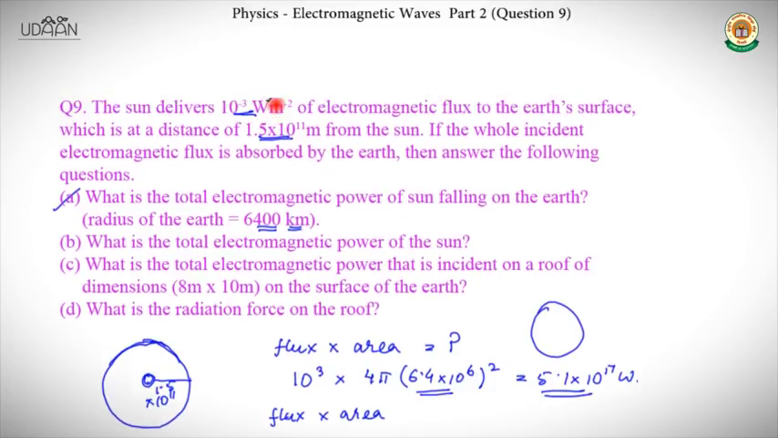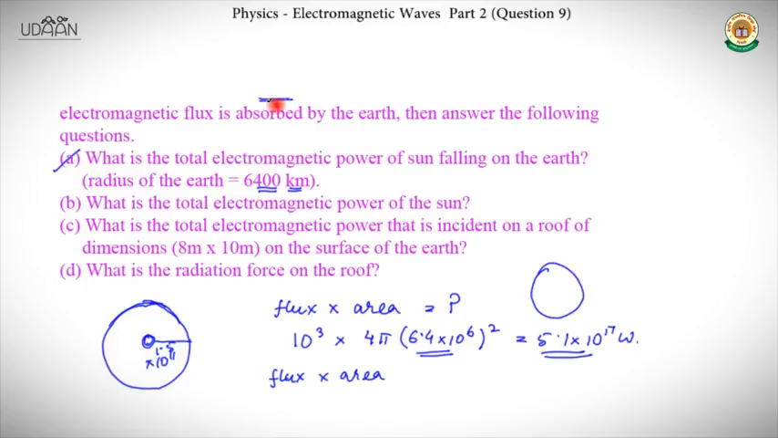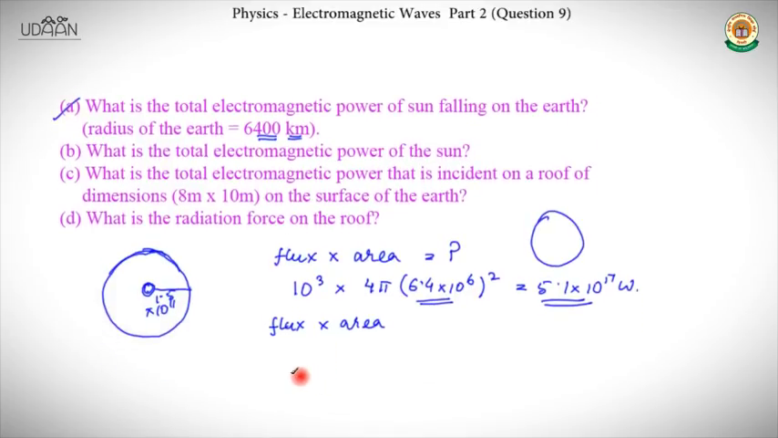So here we simply do the same type of calculations again. We get 10 to the power 3 into 4 pi times 1.5 into 10 raised to the power 11 whole square, which comes out to be 5.6 into 10 raised to the power 26 watts. So this is the total electromagnetic power of the sun. With this we have solved part B.